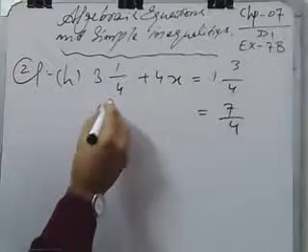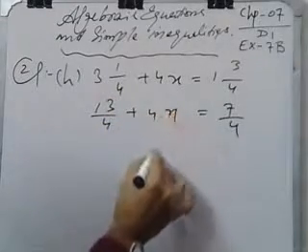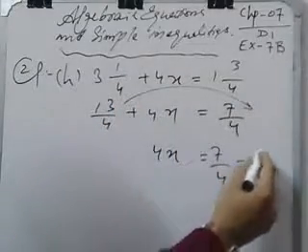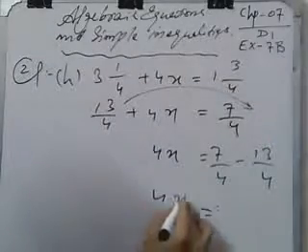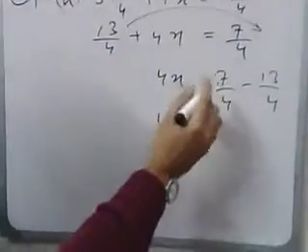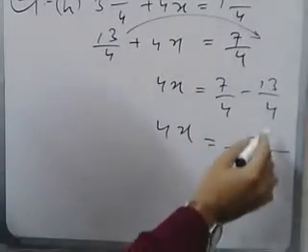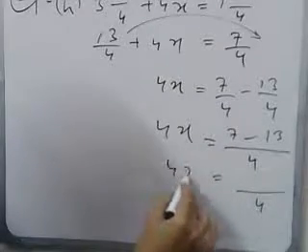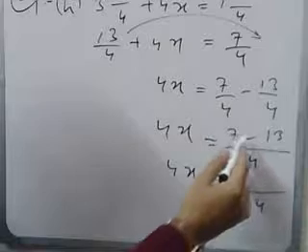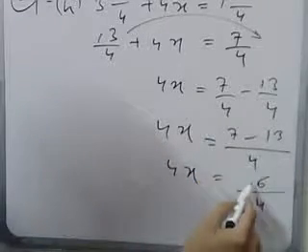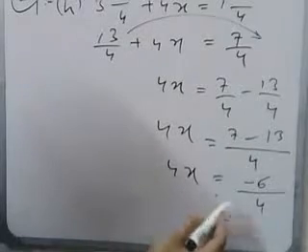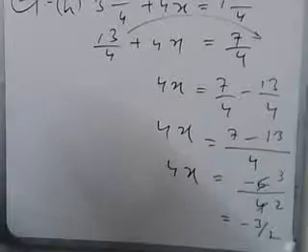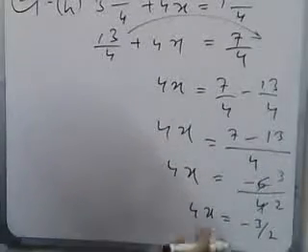4 3s are 12, 13 by 4 plus 4x. Again, constant terms will be at one side, so minus 13 by 4, and such kind of equation can be solved by taking LCM. We have discussed so many times. So you will get the sign of greater value should be used, 7, and you will get 6, but the sign of greater value. So by simplification, 3 2s are 6, 2 2s are 4, you will get 3 by 2, that is your 4x. Now you have to find the value of x.